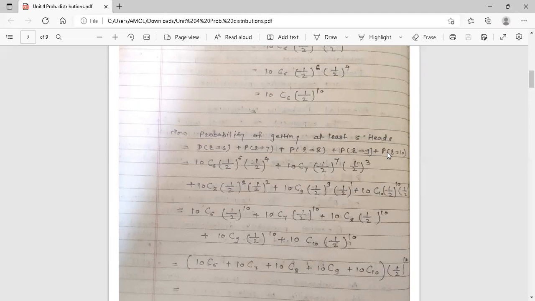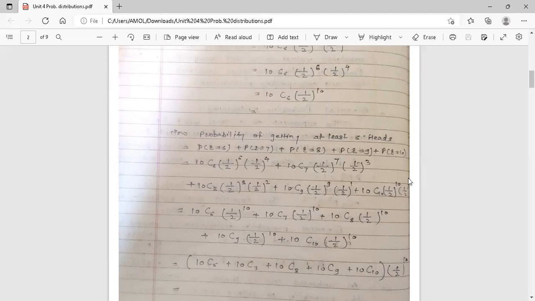Then you find the probability of R is equal to 10. It is 10C10 into P raised to R, 1 by 2 raised to 10, because the value of R is 10 here, and Q raised to N minus R, 1 by 2 raised to N minus R. N is 10 and the value of R is also 10. 10 minus 10, 0.